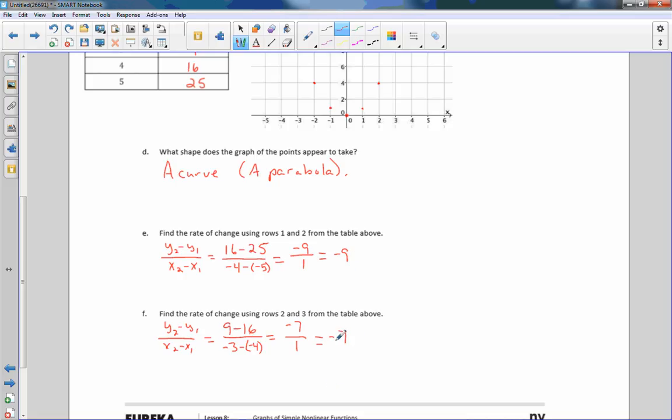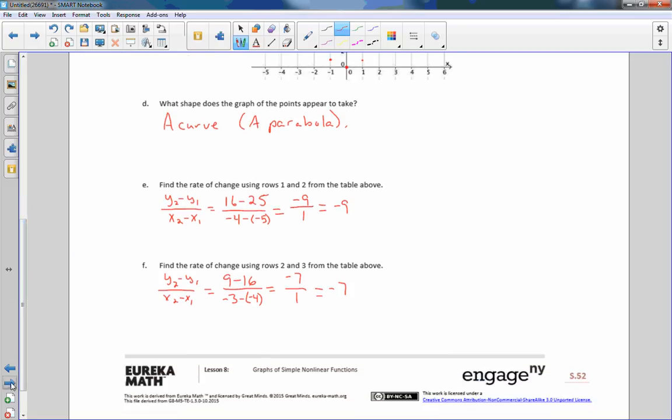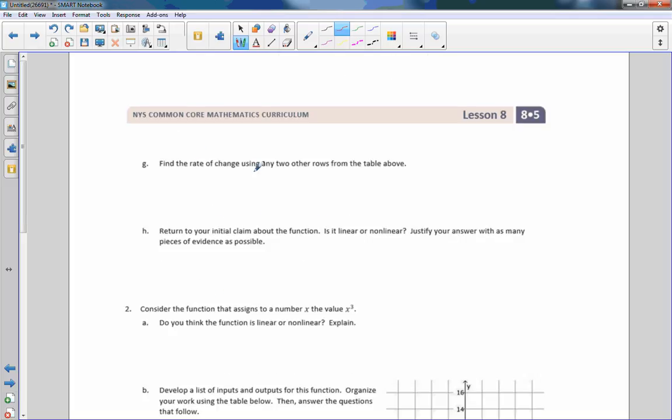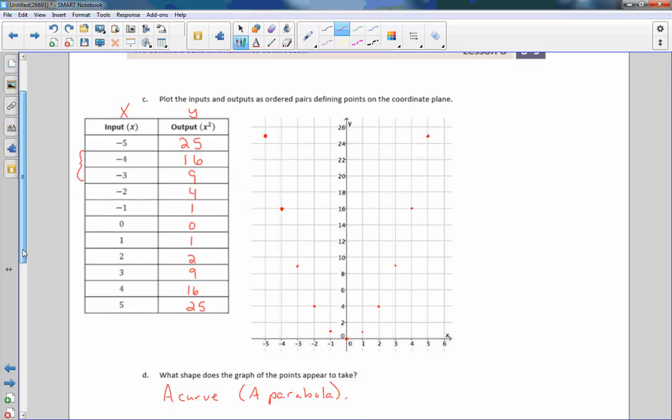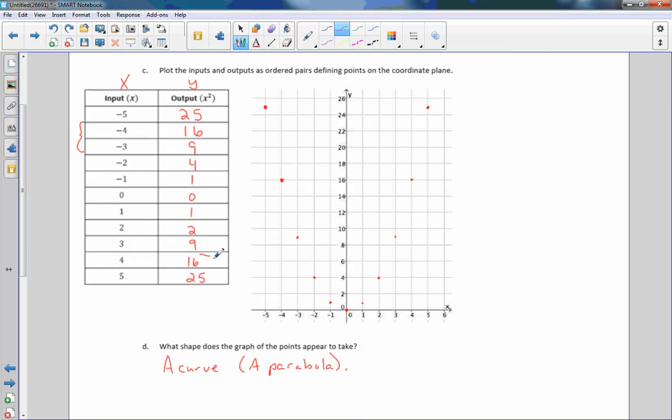Okay, so obviously it's not the same because it's not a line. If it was a line, it would remain the same forever. The constant rate of change creates a line. So moving along, now it says find the rate of change using any two other rows from the table above. So I will just use the last two.